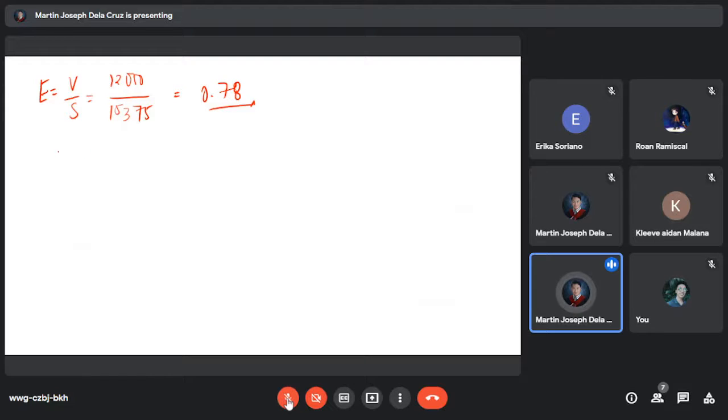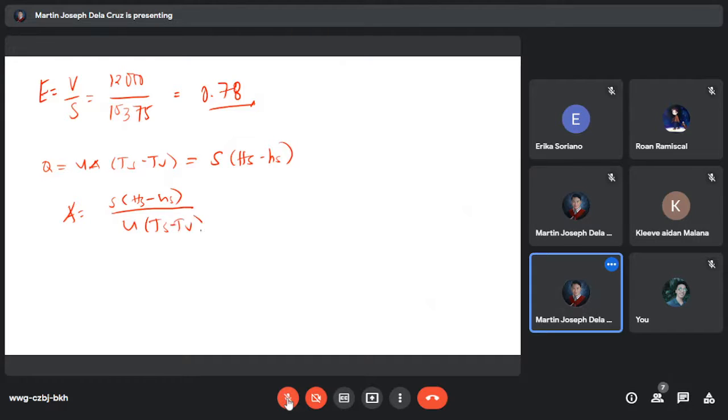So, and then your area. You take note, class, na you have Q equals UA, TS minus TV or your TL. So, kahit ano, basta yung with boiling point rise class yan, okay? And you take note na Q natin is also S, HS minus HS. So, if you get your A now is S, HS minus HS all over your U, TS minus TV.